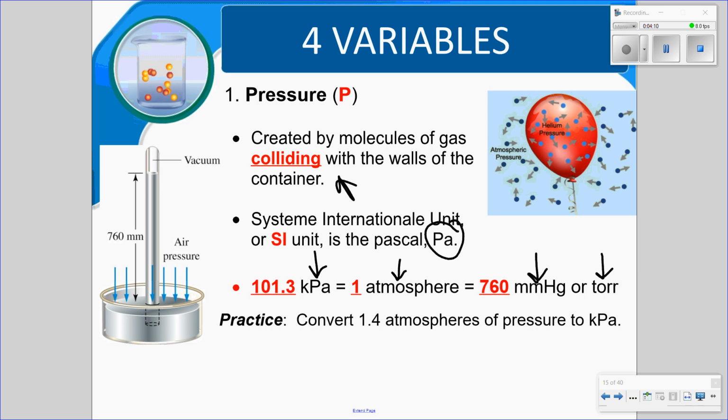So the practice problem at the bottom says, convert 1.4 atmospheres of pressure to kilopascals. And you would essentially do this with dimensional analysis. So I'm going to start with my given, which is 1.4 atmospheres.